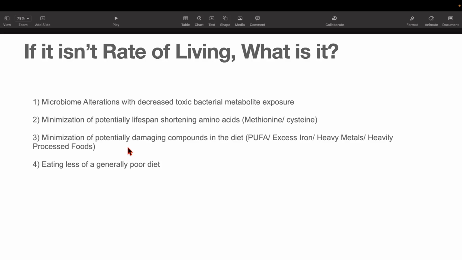Now, it's not just because they're overeating calories per se. There's other effects, and that's what leads me into these questions, or these elements here. If it's not rate of living, or it's not this decreased metabolic rate that is increasing the lifespans of rats, what could it be? What is it?